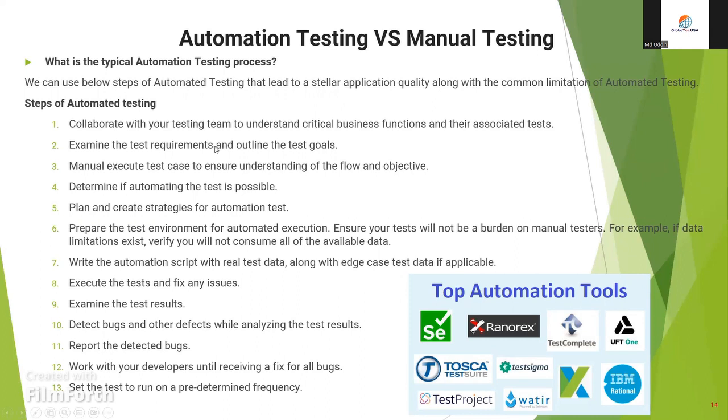And then you examine the test requirement and outline the test goal. So based on your requirement, you have to examine whether the test cases you chose cover a requirement or not. And then you execute test cases to ensure understanding of the flow and the objective. So before you write the automation scripts, you can execute those manual test cases to understand how the application is working, because you will be writing the script based on those things, right? If you don't understand how the application is working, you cannot write the script.